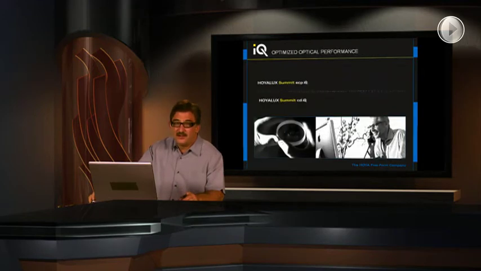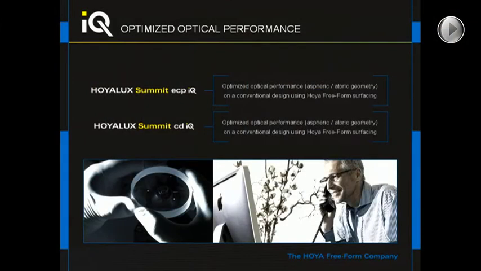For right now, it consists of our Summit ECP and Summit CD. Optimized optical performance, that is to say, aspheric and atoric geometry, that is used in conjunction with a conventional design, and it's applied on the back surface with Hoya freeform surfacing and polishing technologies.